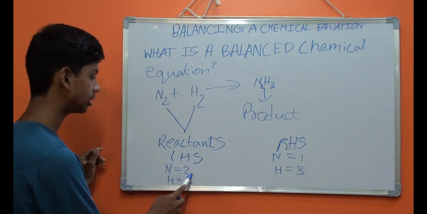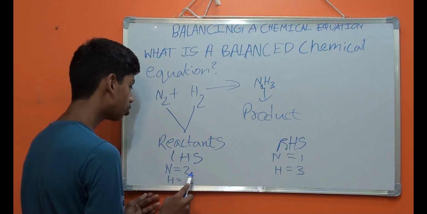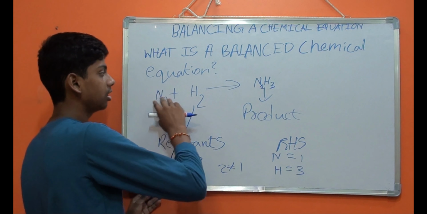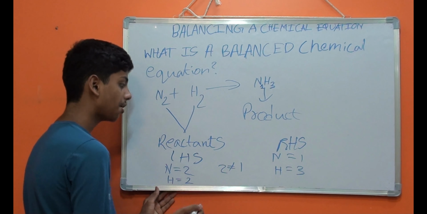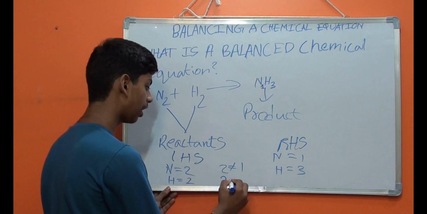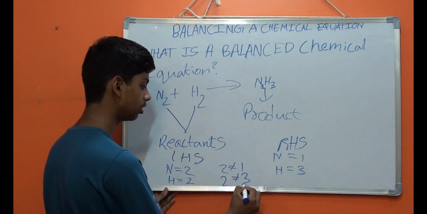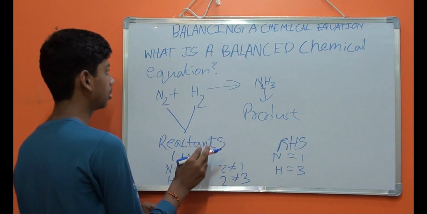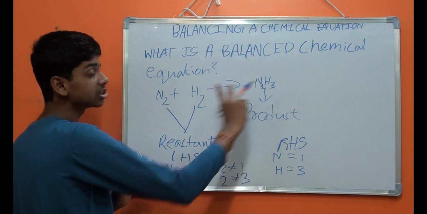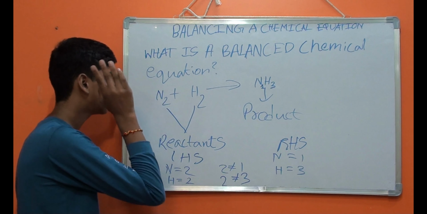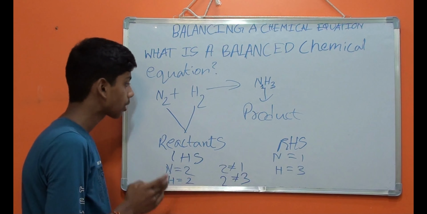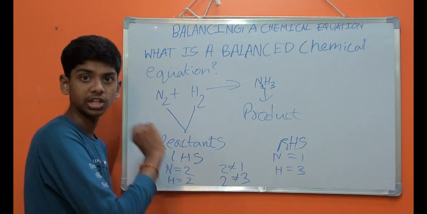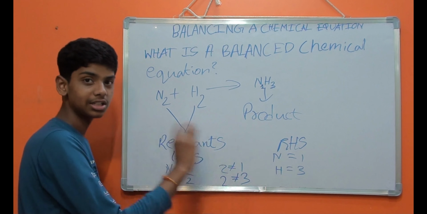So here nitrogen has 2 and here nitrogen has 1. So 2 doesn't equal 1. So this is not balanced. And also hydrogen has 2 and hydrogen on the RHS has 3. So 2 doesn't equal 3. So this is also not balanced. So totally this equation is not balanced, because the reactant side and the product side both should have the same number of atoms, but this equation doesn't. So this is not a balanced chemical equation.